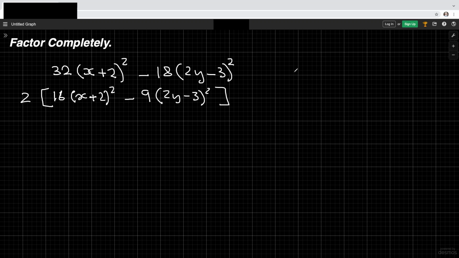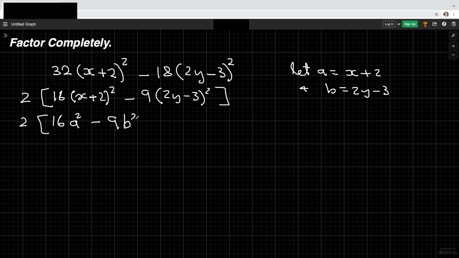Now, definitely go ahead and let A be x plus 2. You could use any variable, and let B be the 2y minus 3. Now, if I do that, then this becomes 2 square bracket 16. This is A, so we just write 16a squared minus 9, and that's the B, so we write b squared right here. And if we want to factor this, we still have the 2 outside here.